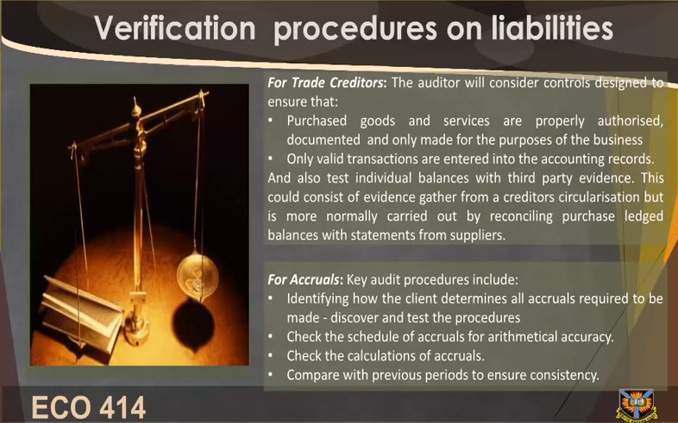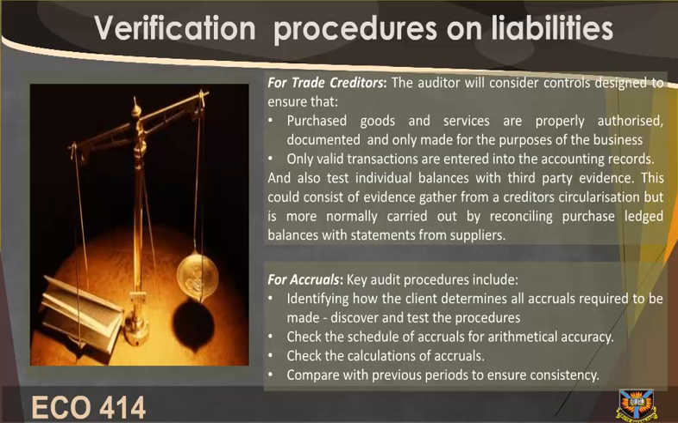Verification procedures on liabilities. For trade creditors, the auditor will consider controls designed to ensure that purchased goods and services are properly authorized, documented, and only made for the purposes of the business. Only valid transactions are entered into the accounting records, and the auditor will also test individual balances with third-party evidence.